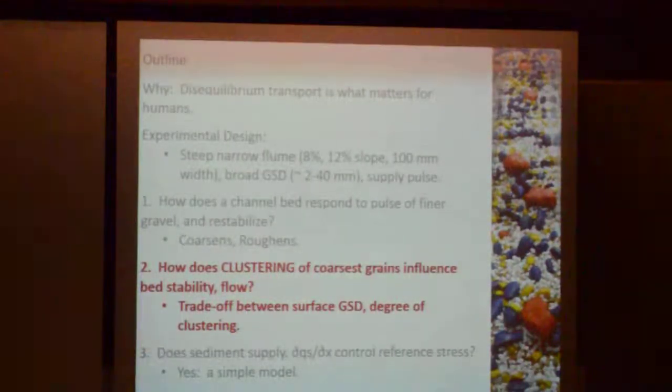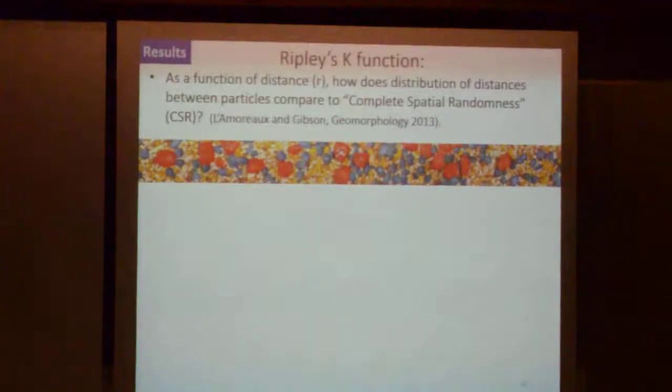Just to show where I am here, moving on, I talked about coarsening and roughening in the bed. I'll talk about clustering the coarsest sizes next. To do this, I'm using a spatial statistic called Ripley's K function. Here's a paper that used it in a gravel bed river.